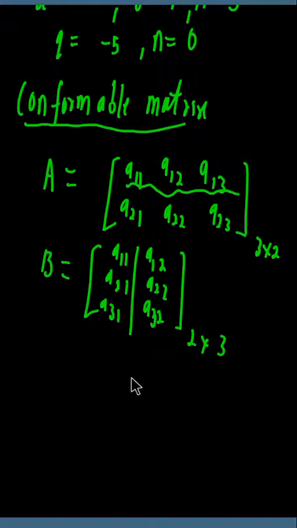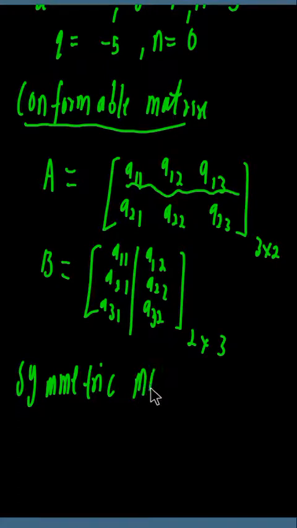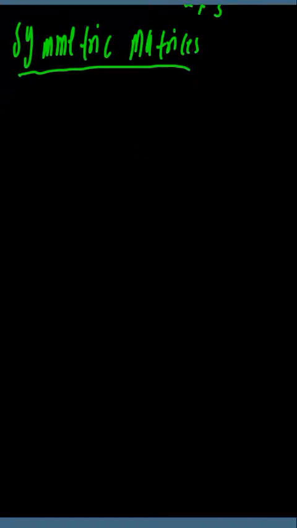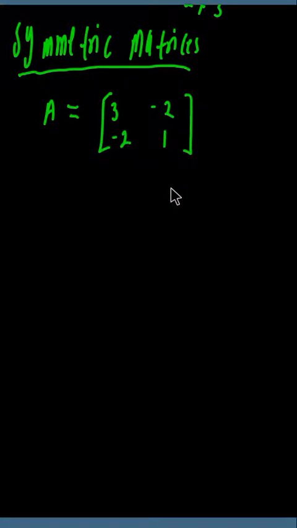Now let's look at another one called symmetric matrix. For symmetric matrix, let's consider matrix A equals 3, minus 2, minus 2, 1. Before we do that, what is the transpose of a matrix? We'll look at that in our next class, but we can as well do that as an assignment.